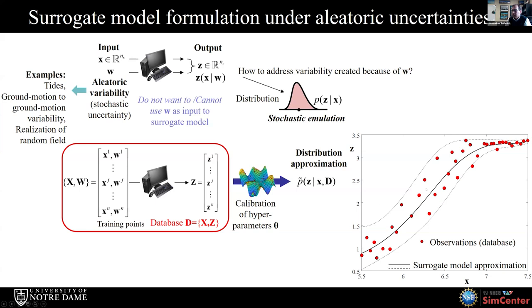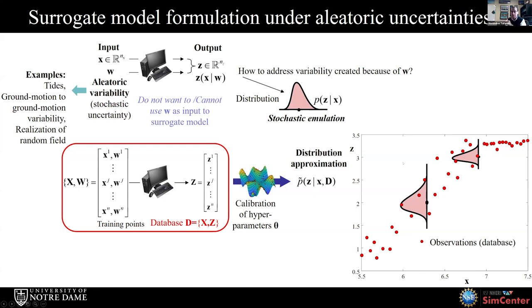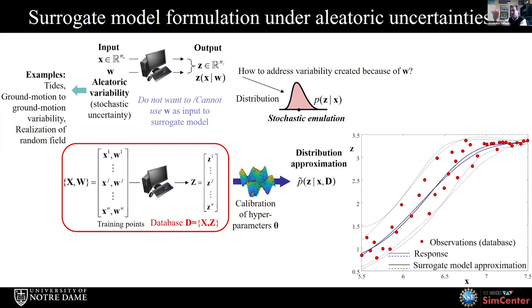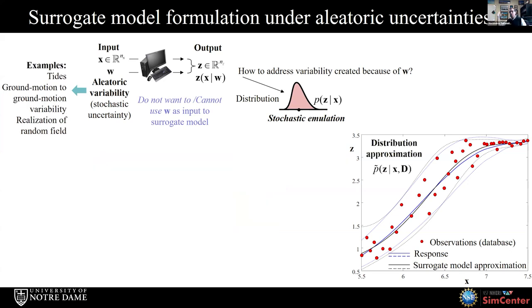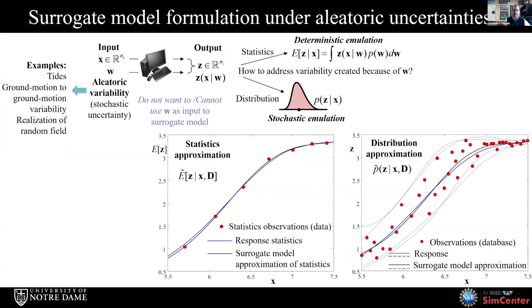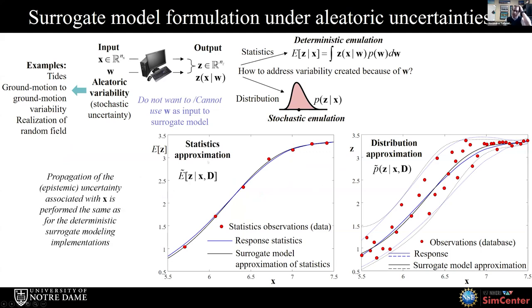So here I'm plotting the mean and some quantiles that come from this surrogate. One surrogate using only these observations, because it's a surrogate of the distribution, can give you all these predictions. And this is how the actual response looks. So when you have this aleatoric variability, you can either do stochastic emulation, which is a little bit more complicated but requires a fewer number of simulations, or you can approximate directly the statistics.